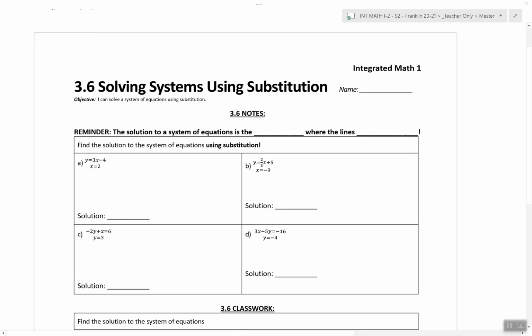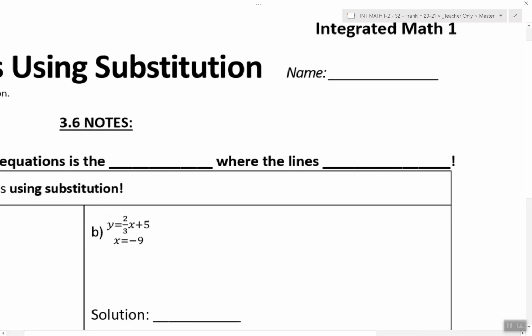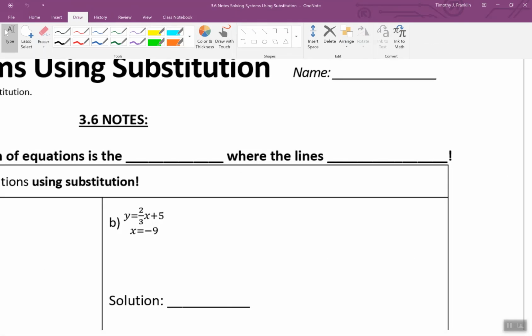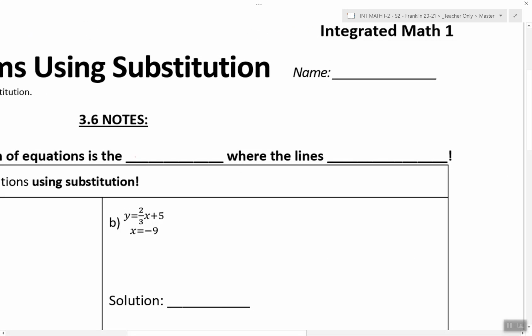Okay, we are going to look at solving systems of equations using a method known as substitution. Up to this point, we have focused on solving systems using graphing. And just a reminder, the solution to a system of equations is the point where the lines intersect. Now, even though we're not graphing in this video, that is still true. So it's a point where the lines that are represented by the equations intersect.